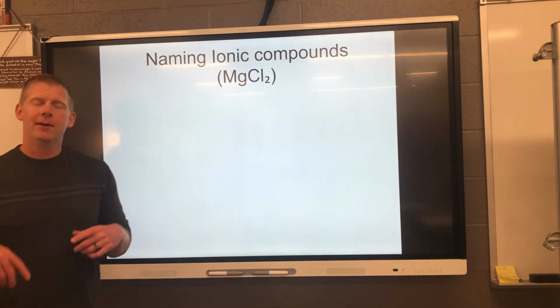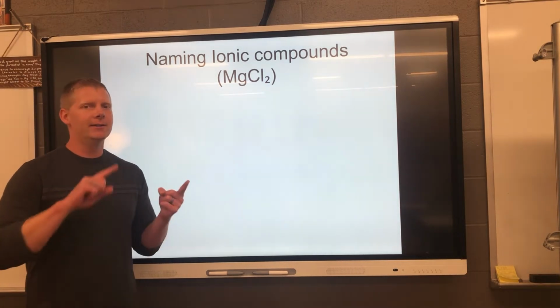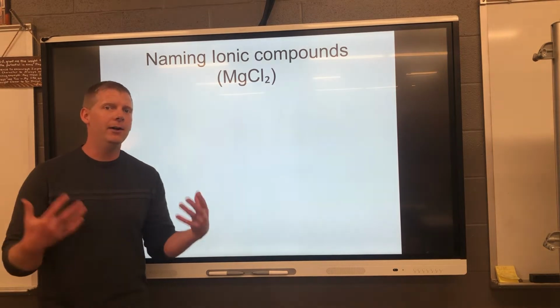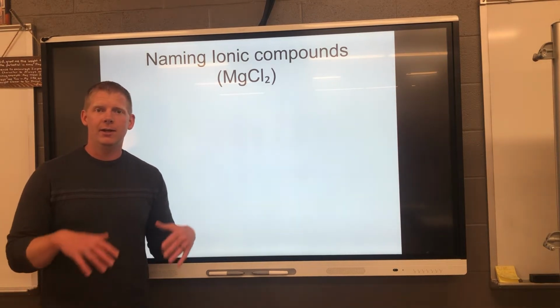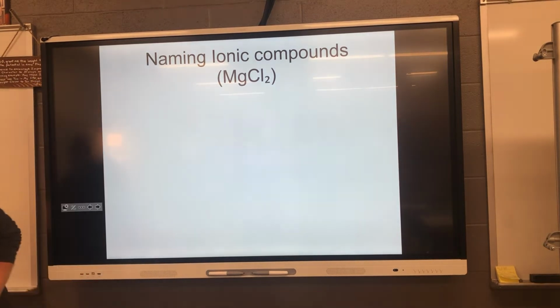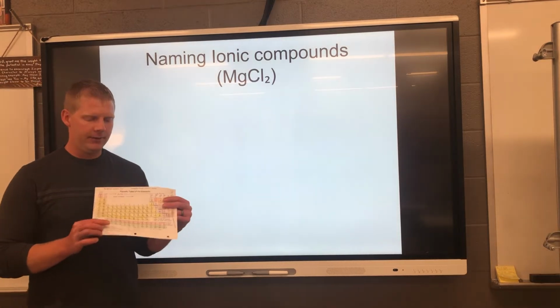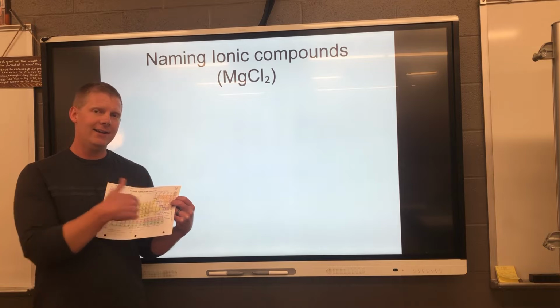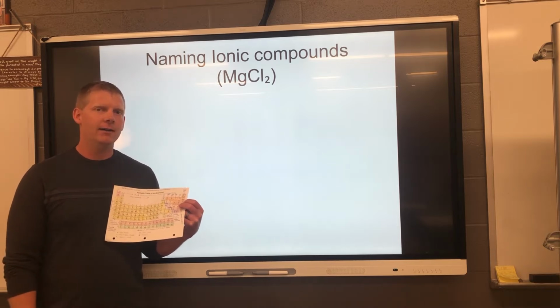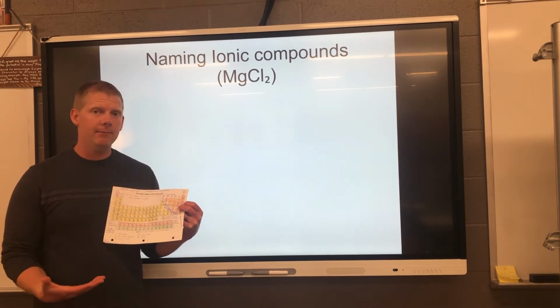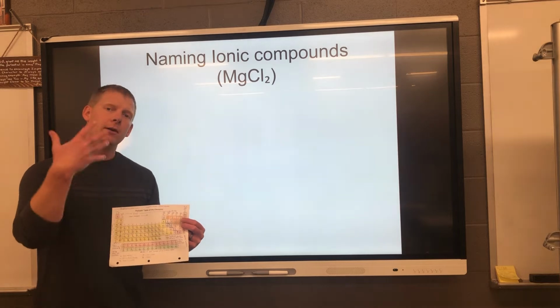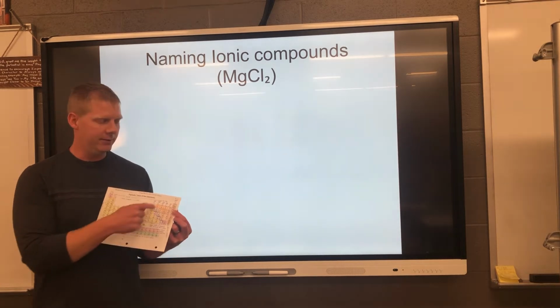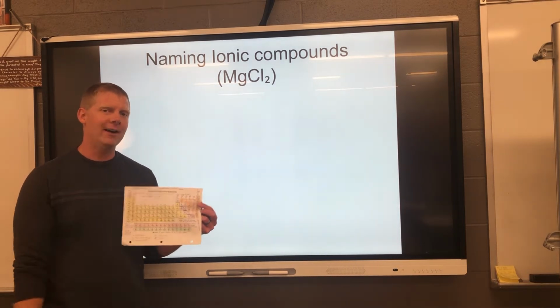So first off, key fact you've got to know: ionic is between a what and a what? We should get a metal and a non-metal. So if you pull out your periodic table, if it's one of these elements over on the left side and then one over on the right side, that's going to be an ionic bond. Now, if it's a covalent bond, that's between two non-metals. So it's two of these elements over here on the right side.